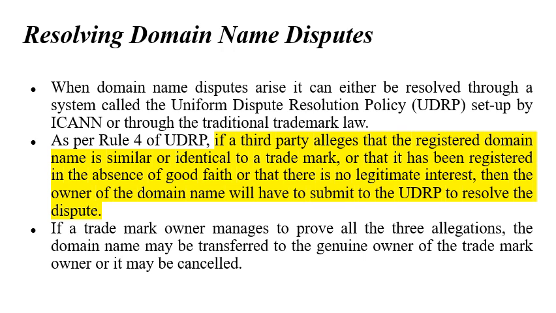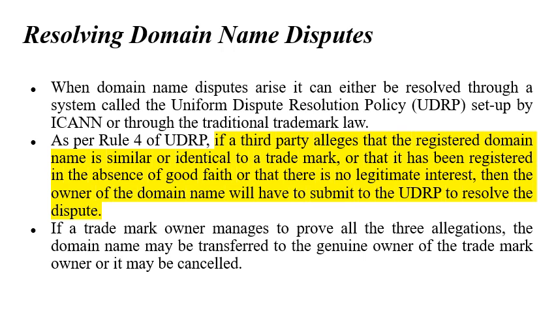As per Rule 4 of UDRP, if a third party alleges that the registered domain name is similar or identical to a trademark, or that it has been registered in the absence of good faith, or that there is no legitimate interest, then the owner of the domain name will have to submit to the Uniform Dispute Resolution Policy to resolve the dispute. Right? So these are the grounds under which a particular party can allege that a domain name should not be registered in that particular scenario, or the registration should be cancelled per se. These are the grounds, right?